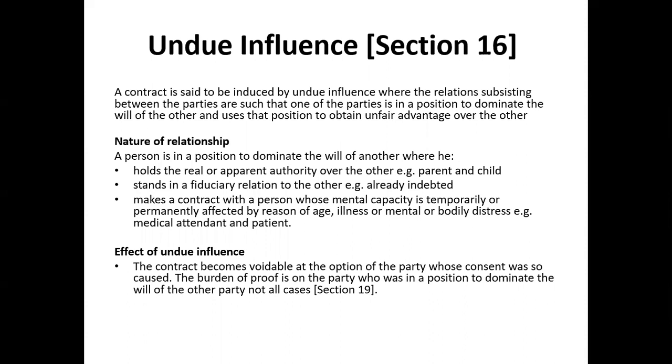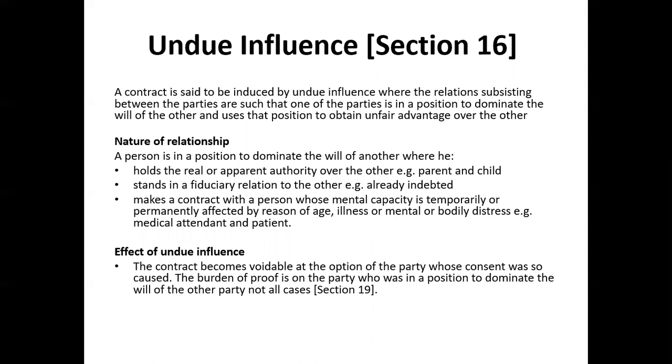This is according to business law. If there is such dominance in any contract, and it has been misused by the dominant party against the innocent party, then the phenomenon is called undue influence under Section 16. So what should be the nature of the relationship? A person is in a position to dominate the will of another where he holds a real or apparent authority over the other, such as parent and child. These three characteristics should be available, then we can call it undue influence, otherwise not.